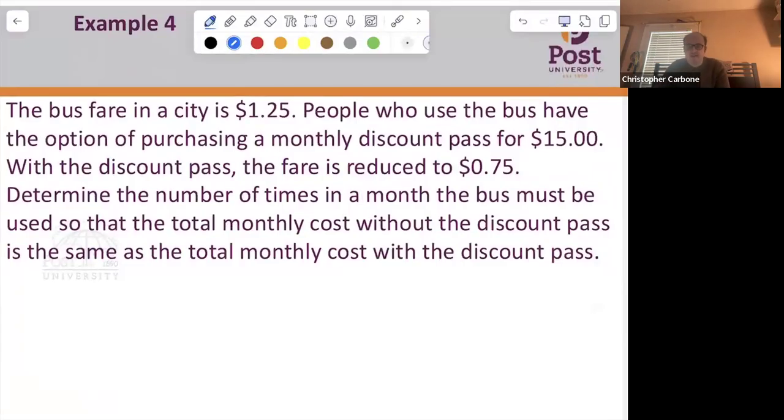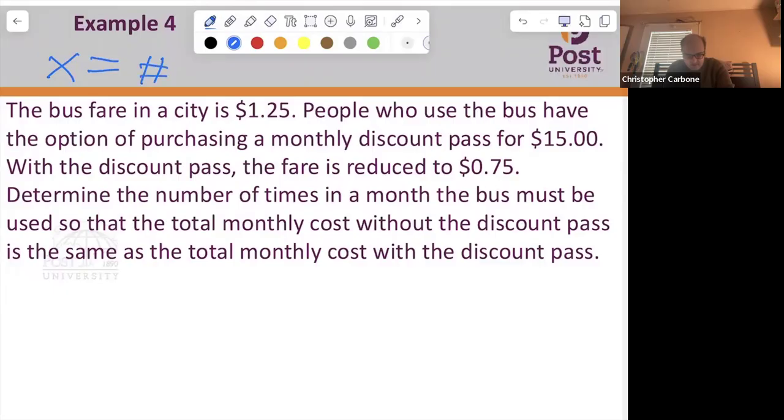the bus fare in a city is $1.25. People who use the bus have the option of purchasing a monthly discount pass for $15. With this discount pass, the fare is reduced to 75 cents. Determine the number of times in a month the bus must be used so that the total monthly cost without this discount pass is the same as the total monthly cost with this discount pass.